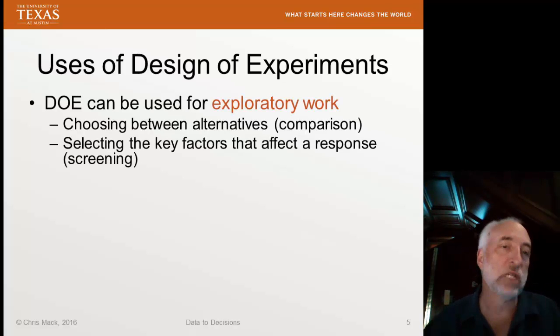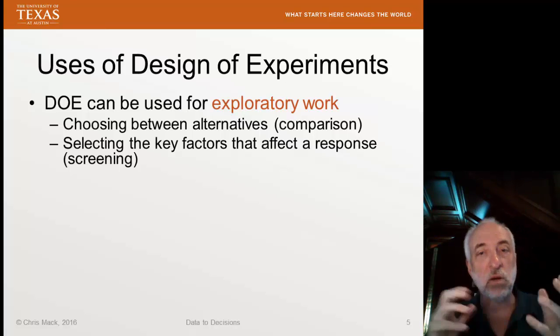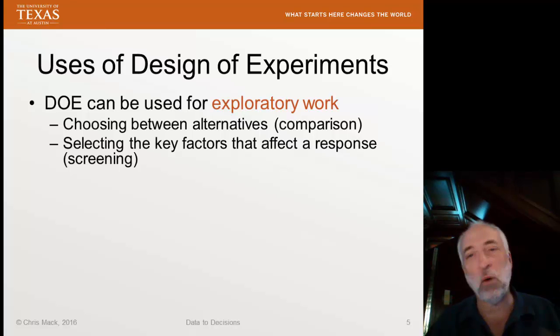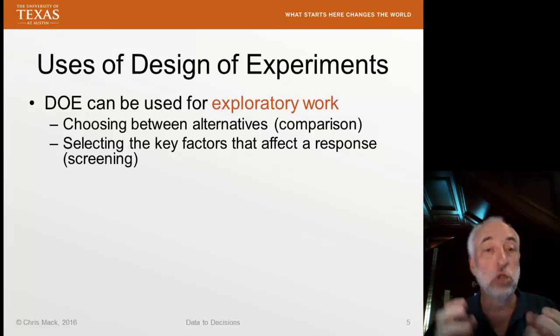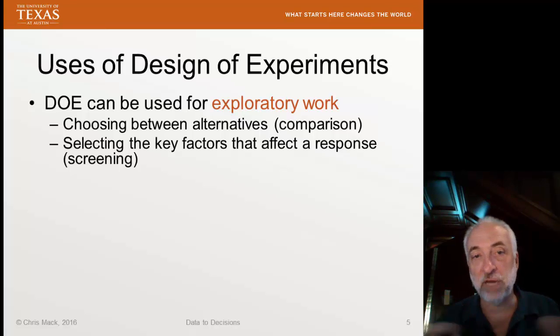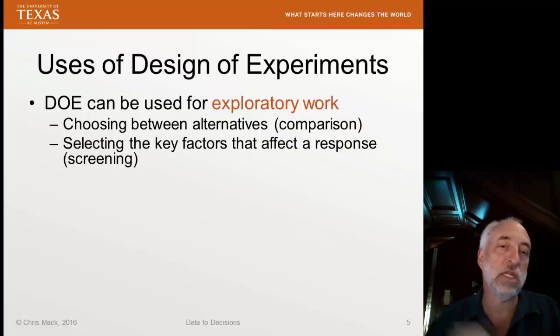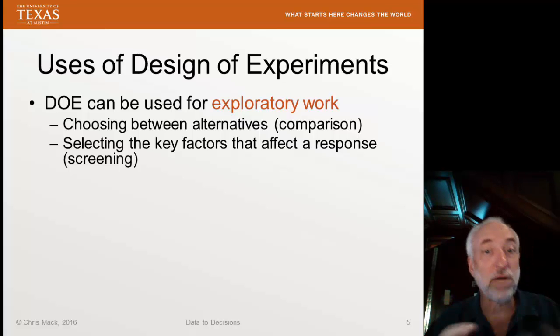We have a new experimental situation, a new environment where we're not exactly sure how all the inputs affect the outputs, and we want to explore. We want to choose between two alternatives, maybe process A versus process B. We want to look at the key factors that affect the response. If you think about everything that affects the output in this process, you might come up with an extremely long list of possibilities. So you want to find out what the key factors are, the things that affect it most. This is a process we call screening.